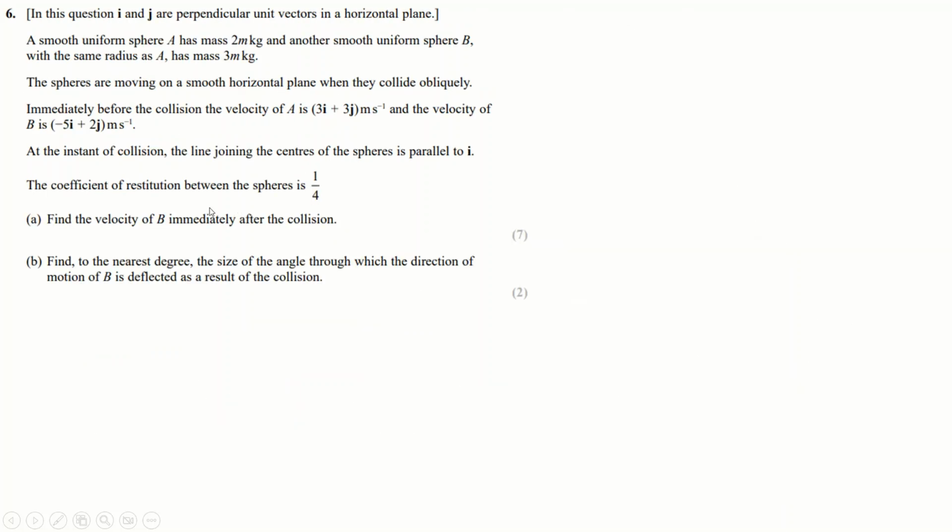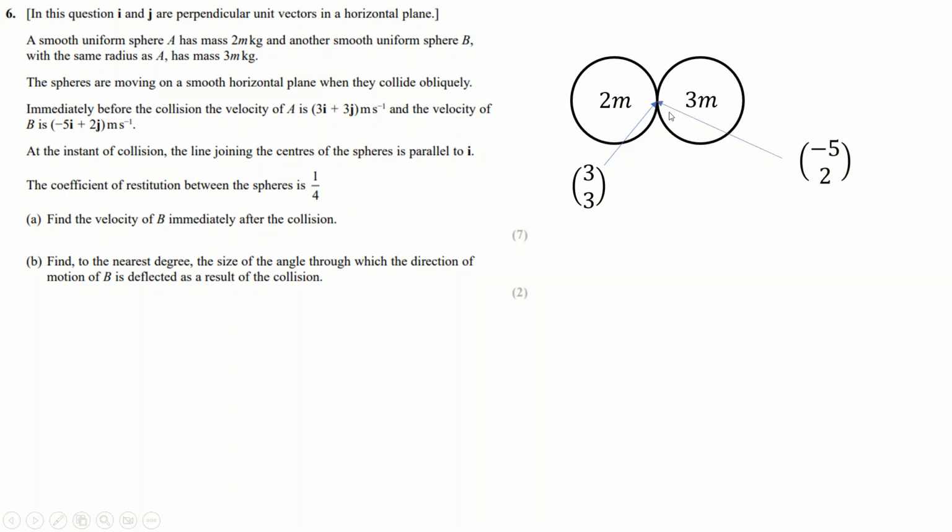Good. Question number 6. I think we've got 3 questions to go. We've got 2 spheres hitting each other like this. We've got the vector of the first one 3, 3. Vector of the second one minus 5, 2.